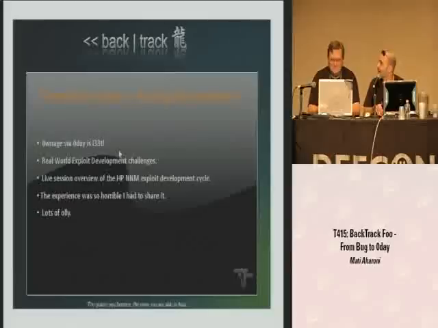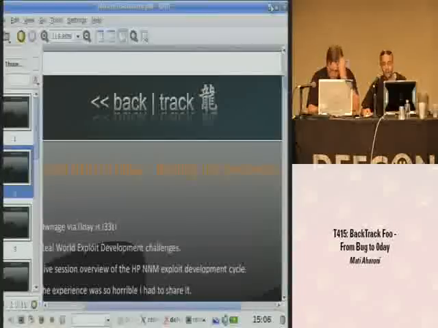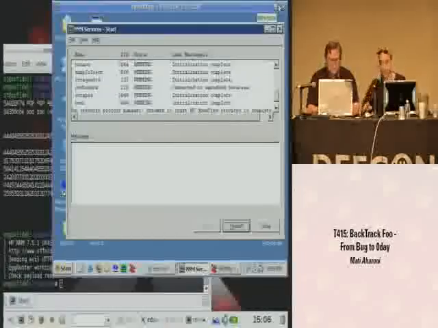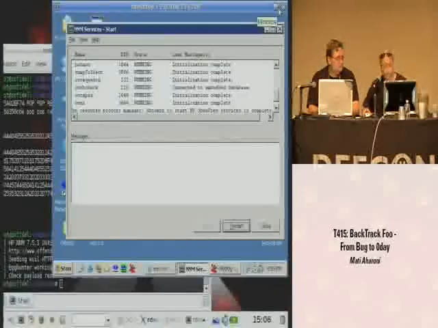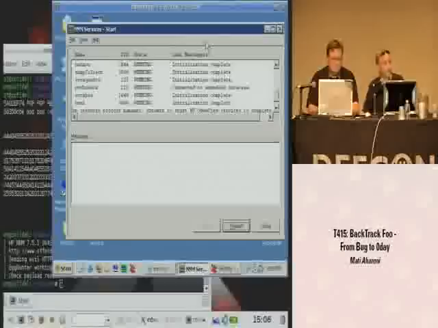Okay, so I think we'll just drop straight into the demo. I think we might be a little tight on time. This is basically our OpenView NNM system, which we were encountering. We were actually fighting with this in a pen test.